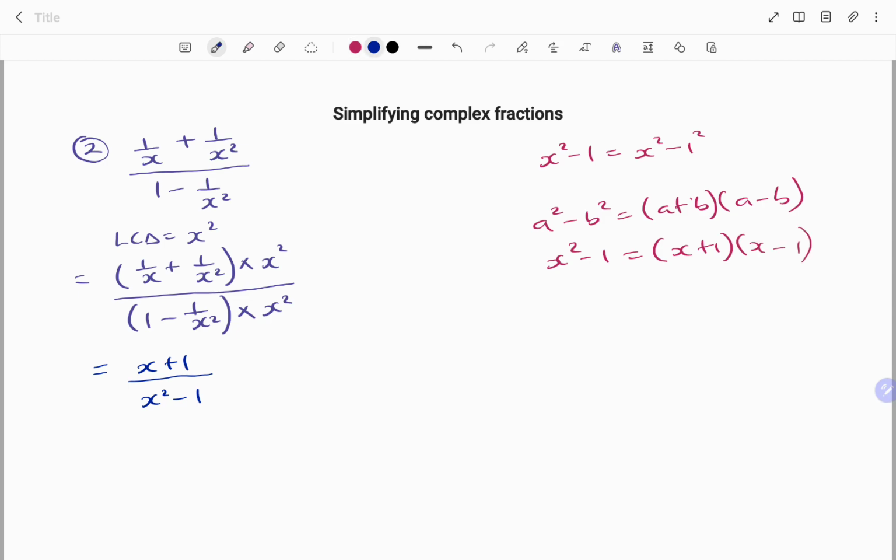If I replace that in my equation, I'm going to have x plus 1 at the top, and at the bottom (x plus 1)(x minus 1). This cancels. My final answer is going to be 1 over x minus 1.